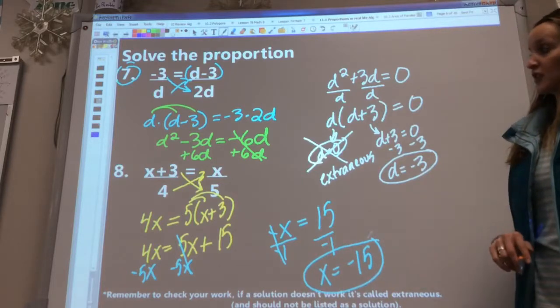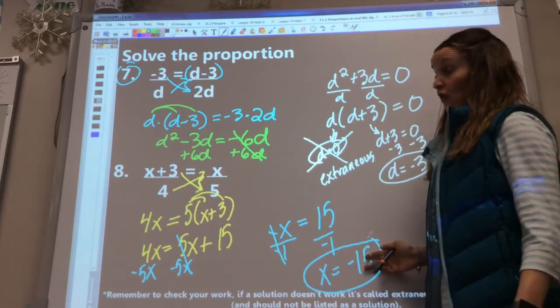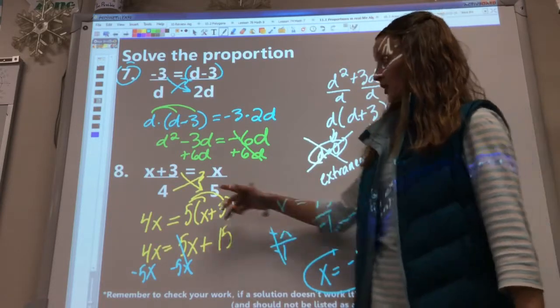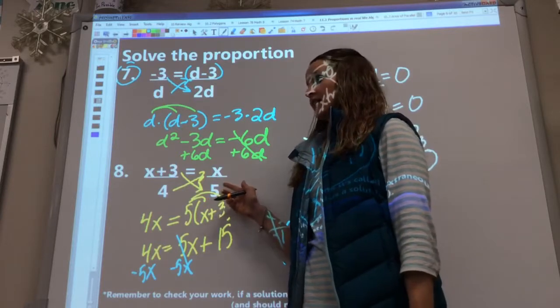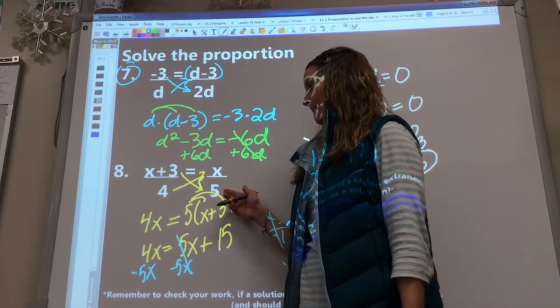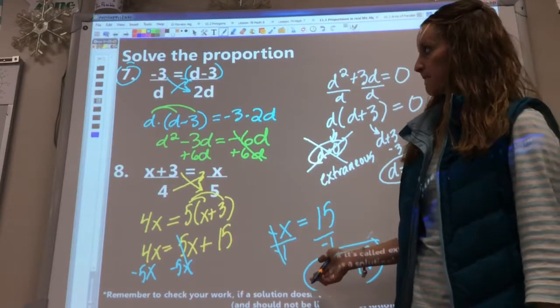Now, once again, you always want to check to see if your answers are extraneous. To make a long story short, you just want to make sure that your denominator can never equal 0. Because if it does, that means it's undefined. And so, right here, your denominator, there's no variable in there, so you're okay.